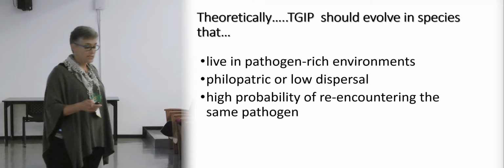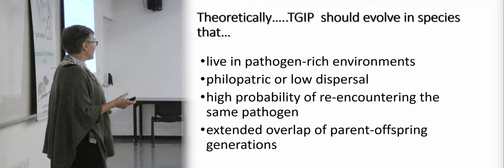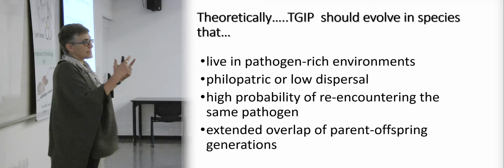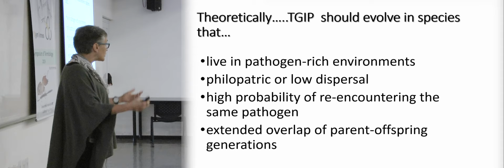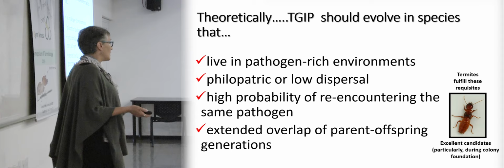And if you have extended overlap of parent-offspring generations, then by encountering the same pathogen as a parent every cycle, every month, every time that it rains, it gives a consistent cue saying maybe you should protect your babies against this particular pathogen because it keeps on recurring over and over and over. And termites have all of these factors. They fulfill all of these requirements.